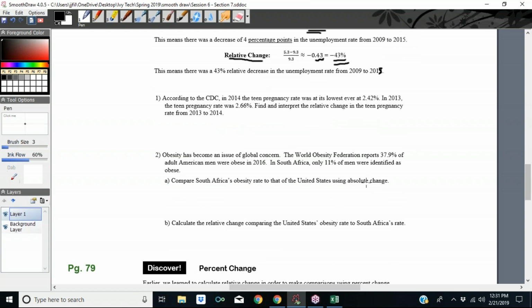All right, so let's look at number 1 here together. It says here, according to the CDC, in 2014, the teen pregnancy rate was at its lowest ever at 2.42%. In 2013, the teen pregnancy rate was 2.66%. Find and interpret the relative change. So find and interpret, that means we're going to calculate it, and then we're going to write a sentence describing it. We're going to take new minus old. So the new one is 2.42. The old one is 2.66. And we're going to divide that by the old.